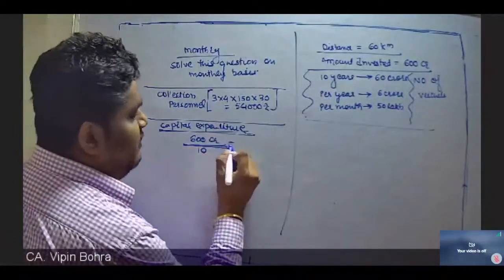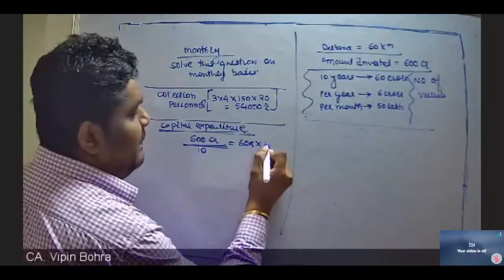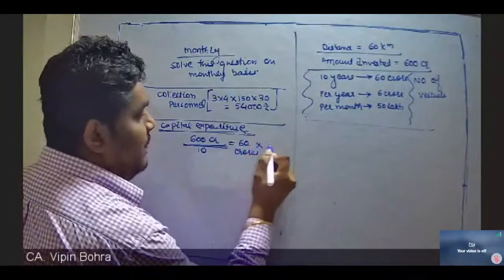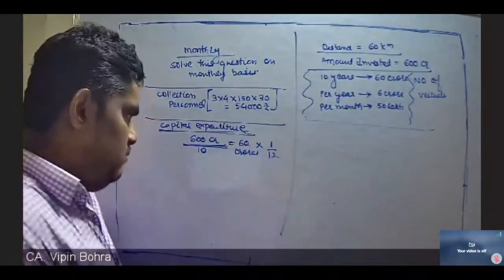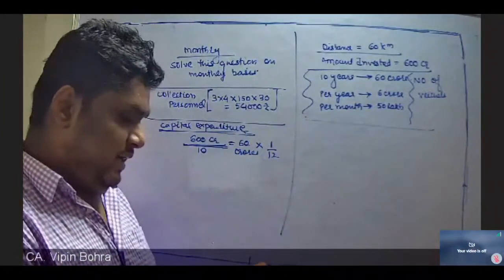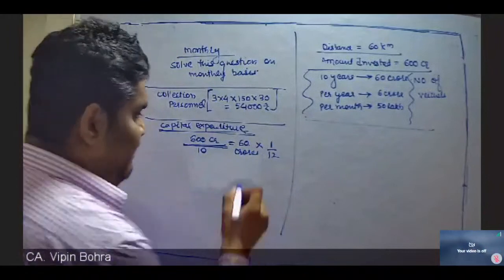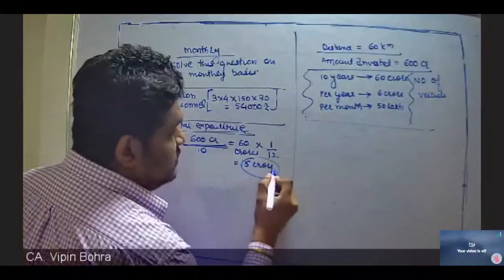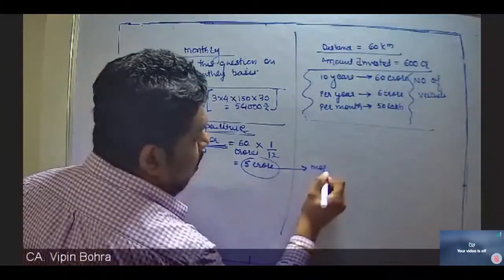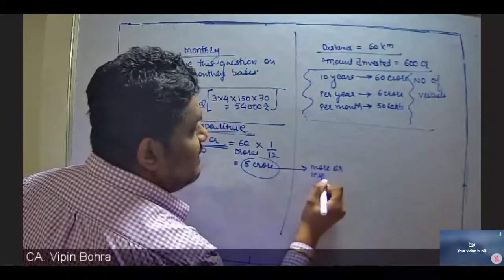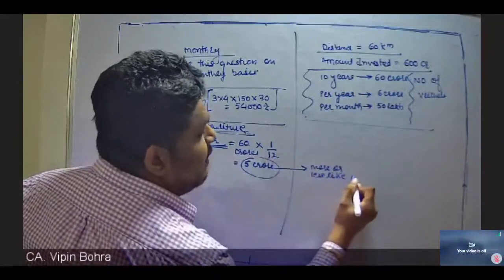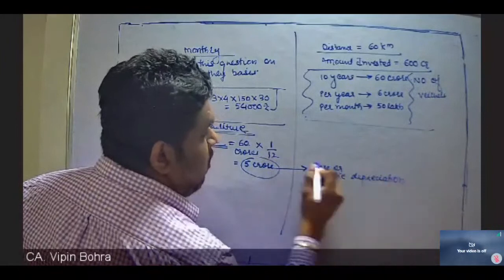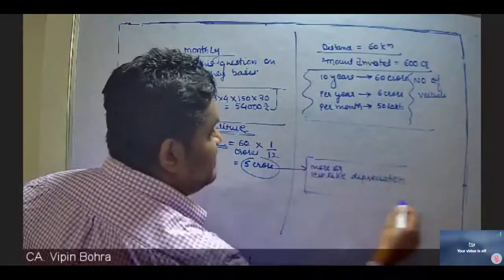So per year it will be 60 crores, and per month will be 60 divided by 12, 5 crores. So this 5 crore is more or less like depreciation.